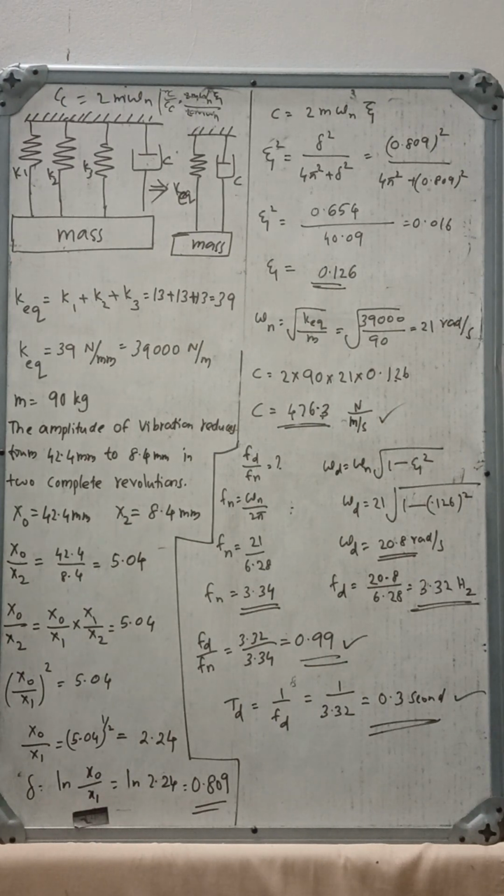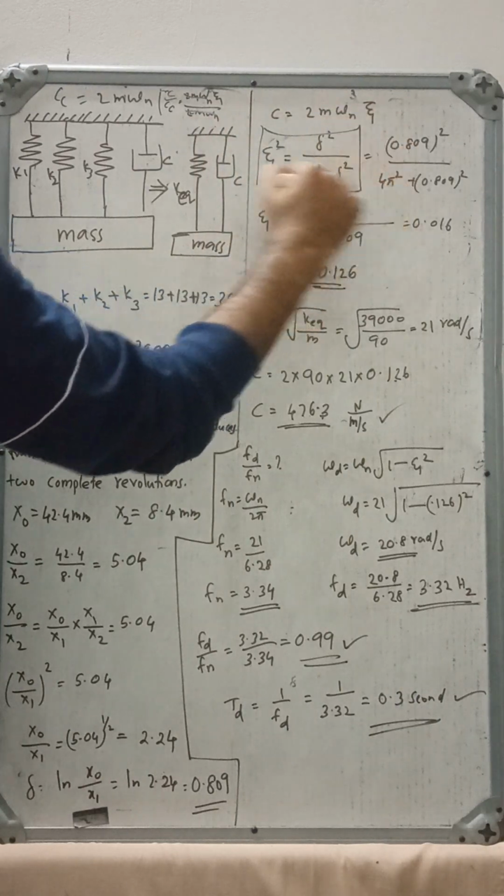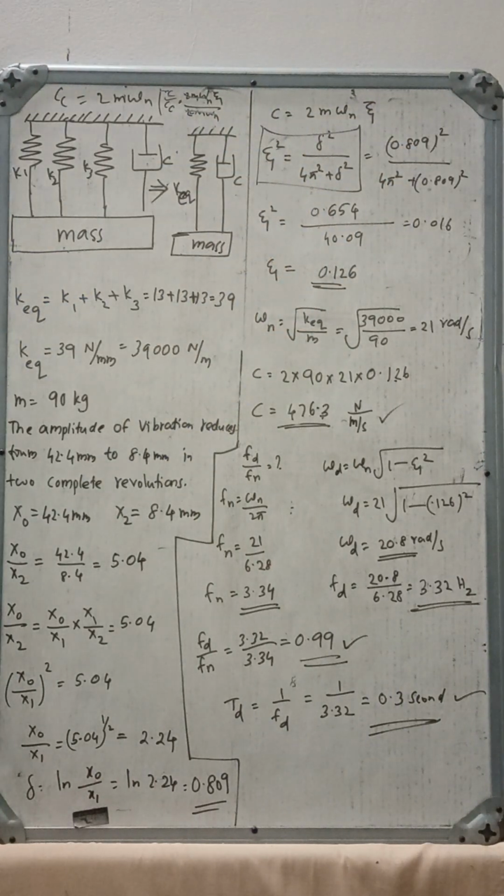So zeta square, we already know this equation: delta square divided by 4 pi square plus delta square. That is 0.809 whole square divided by 4 pi square plus 0.809 whole square. So zeta square is equal to 0.654 divided by 40.09, equal to 0.016. Square root of that is 0.126. Zeta has no unit. We know that omega n is equal to root of equivalent stiffness divided by mass, equal to 21 radian per second.